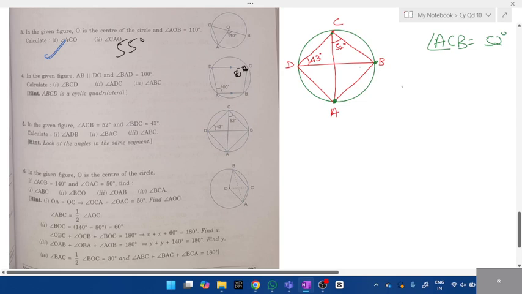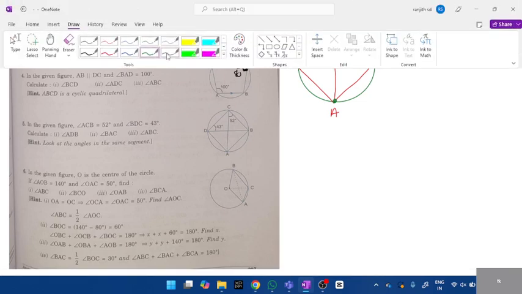Okay, how is angle ACB formed? Through radius or chord? Chord. What are the two chords we have? Tell me the two chords. BC and AC. These are the two chords.